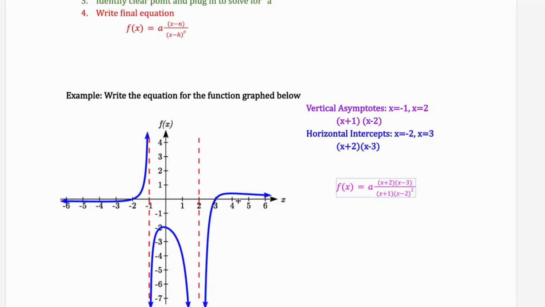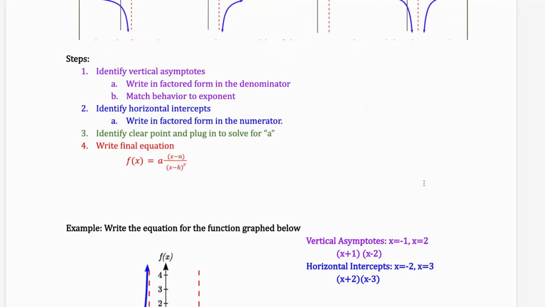So if it made a U shape, it would have multiplicity 2. If it made the wiggly shape, it'd be multiplicity 3. But that's not happening here, so I only got multiplicity 1. So I got x plus 2 and x minus 3. So I'm making some progress.